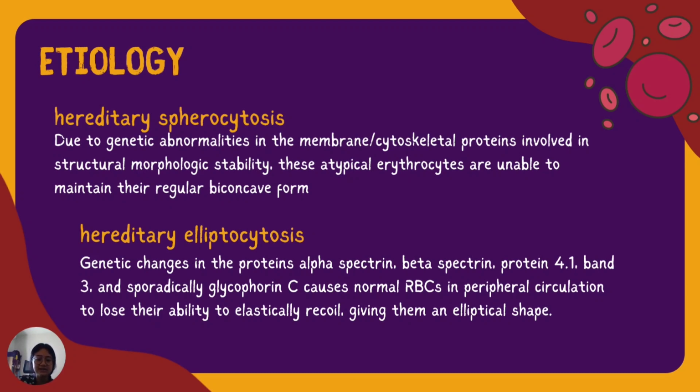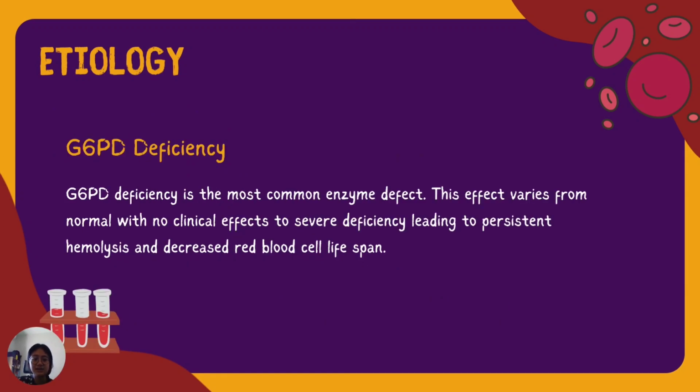The next one is G6PD deficiency, which is the most common enzyme defect. This effect varies from normal with no clinical effects to severe deficiency, leading to persistent hemolysis and a decreased red blood cell lifespan. That is all from me.